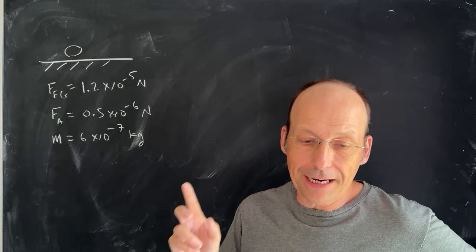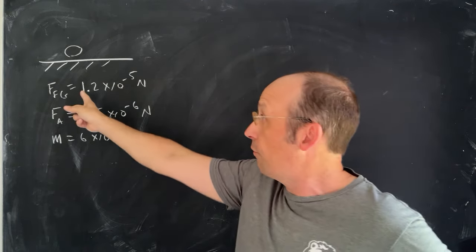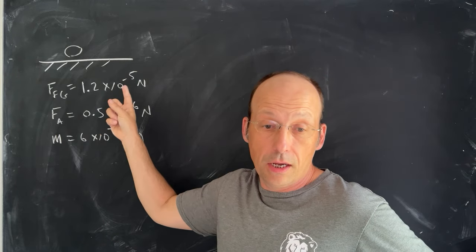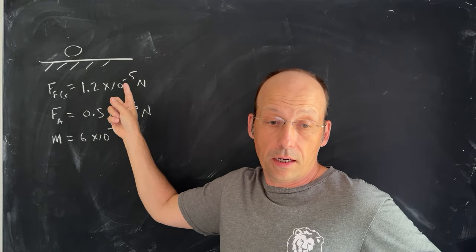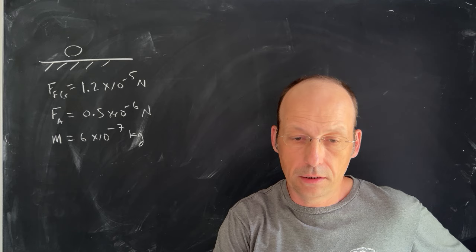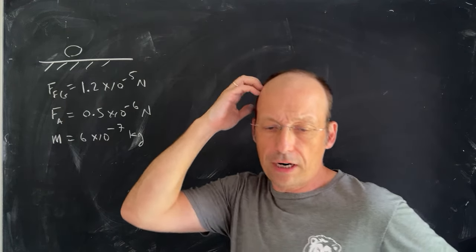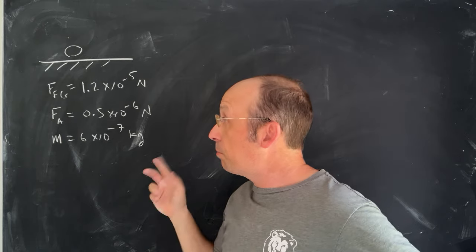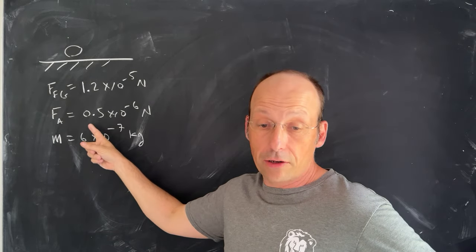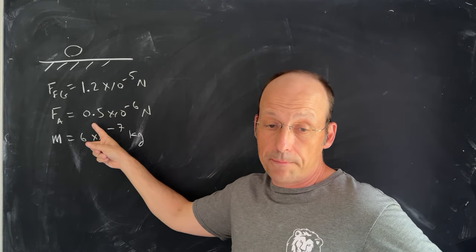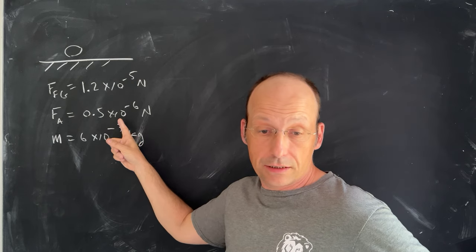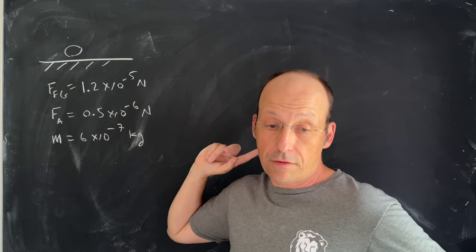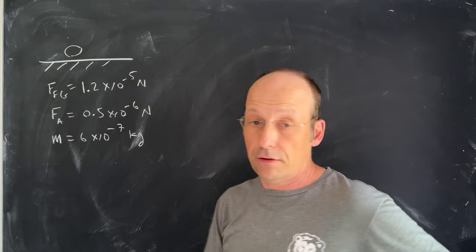A flea jumps by exerting a force of 1.25 times 10 to the negative fifth newtons, a thrust, straight down on the ground. So the flea is pushing on the ground with that amount. A breeze blows and exerts a force parallel to the surface of 0.5 times 10 to the negative 6 newtons, and find the direction of the acceleration if that's the mass.